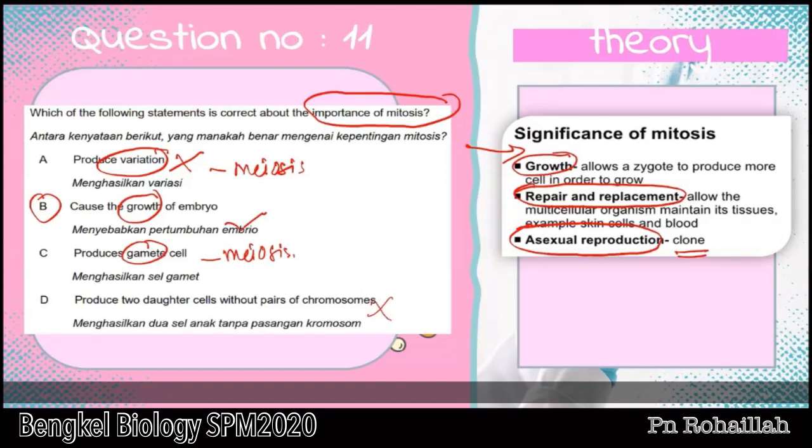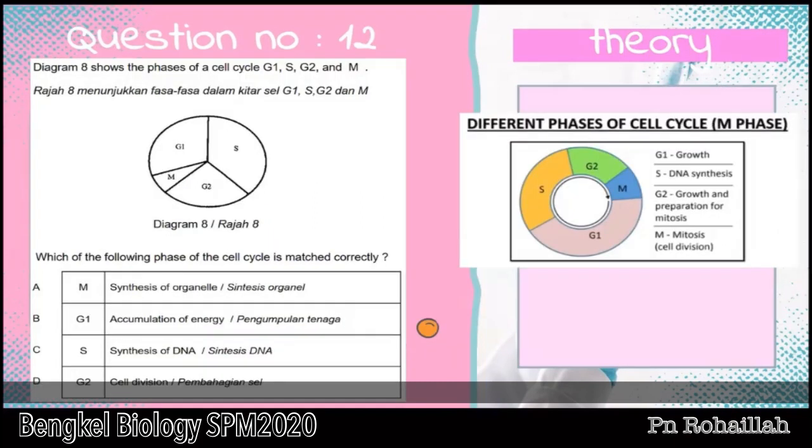Question number 12. Diagram 8 shows the phases of a cell cycle. So you underline the words cell cycle. Saya rasa you dah lupa ni, Form 4 punya ni. Cell cycle tu not only mitosis, meiosis tu, salah. In the cell cycle there is a G1 stage, S, G2 and M stage. So ini ialah one whole cycle for the cell cycle. So what is G1, S, G2, M?